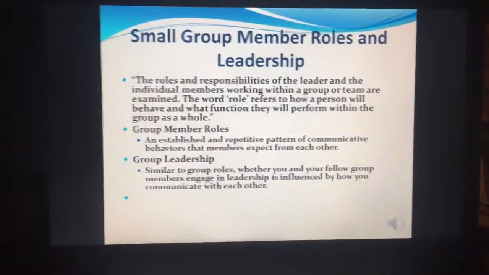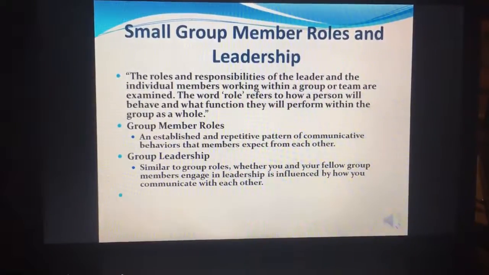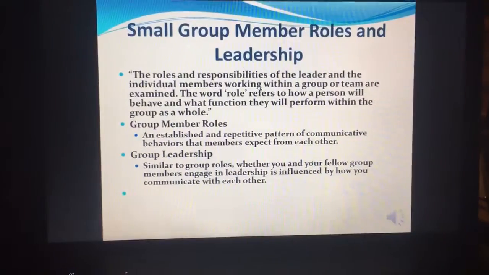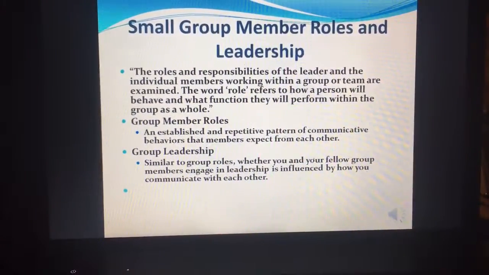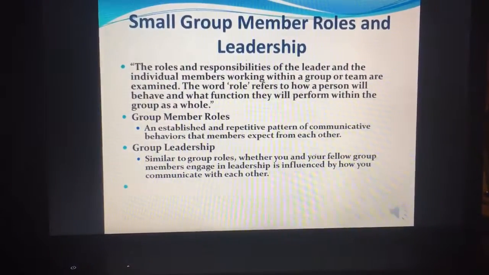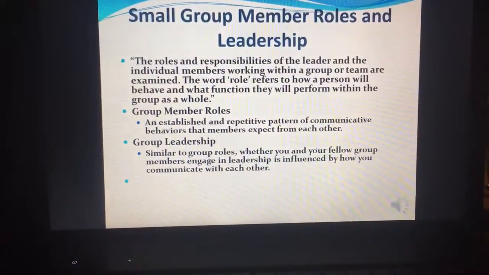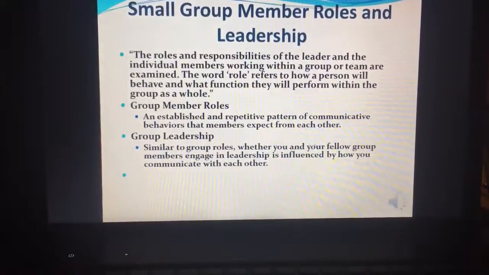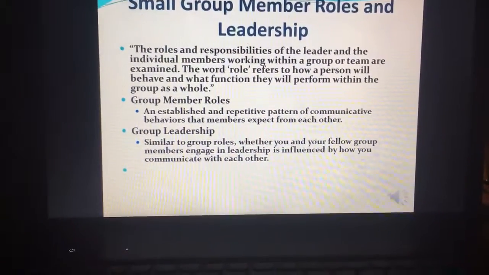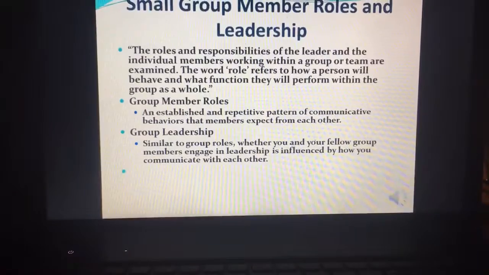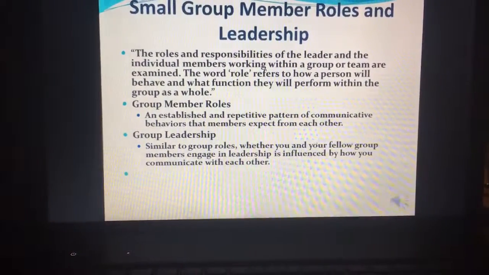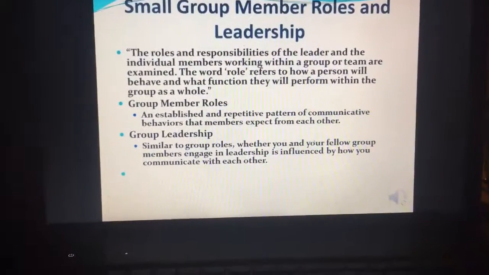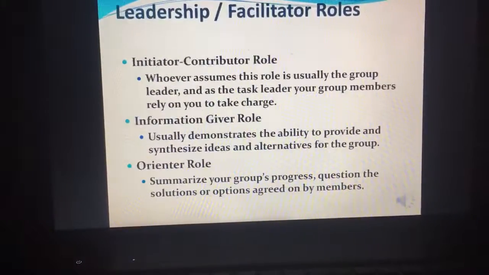The roles and responsibilities of the leader and the individual members working within a group or team are examined. The word role refers to how a person will behave and what function they will perform within the group as a whole. Group member roles: an established and repetitive pattern of communicative behaviors that members expect from each other. Group leadership: similar to group roles, whether you and your fellow group members engage in leadership is influenced by how you communicate with each other.